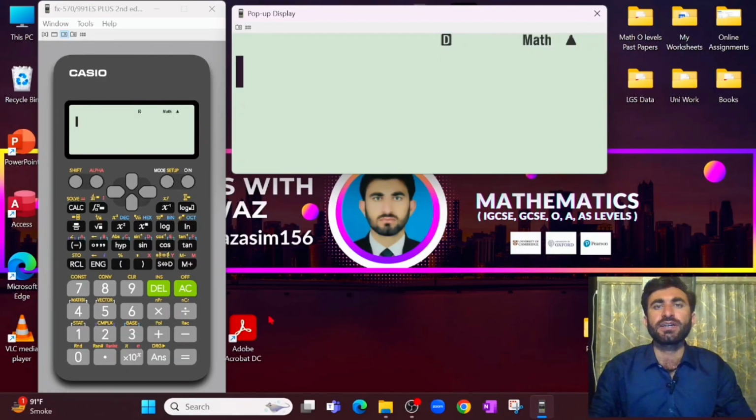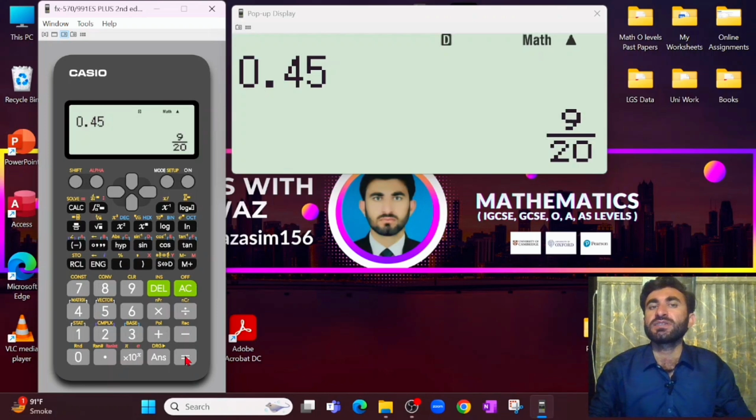In order to convert a decimal into a fraction, just write that decimal and the calculator will automatically convert it into a fraction. Just like I have taken 0.45 and pressed equal to, it converts it into a fraction 9 upon 20, and we can see that the denominator is higher than the numerator, so that is a proper fraction.